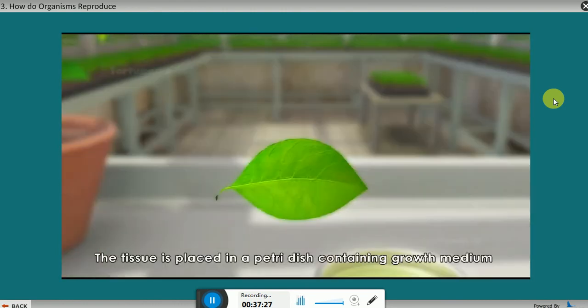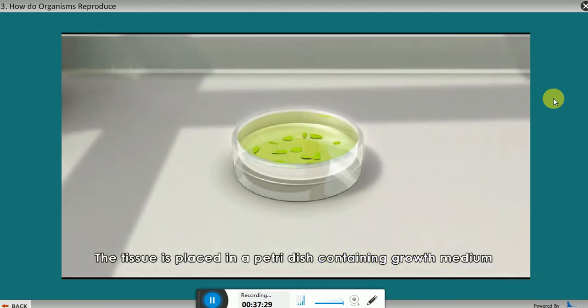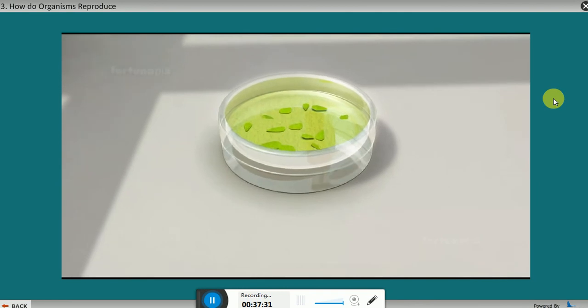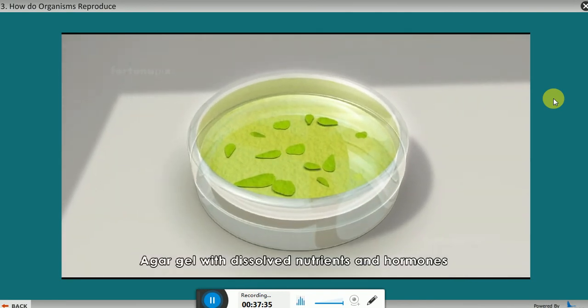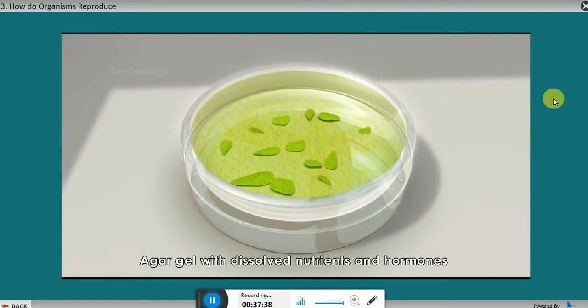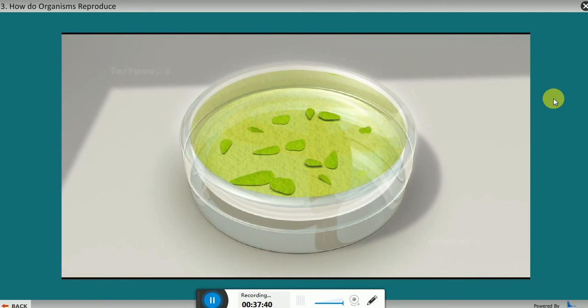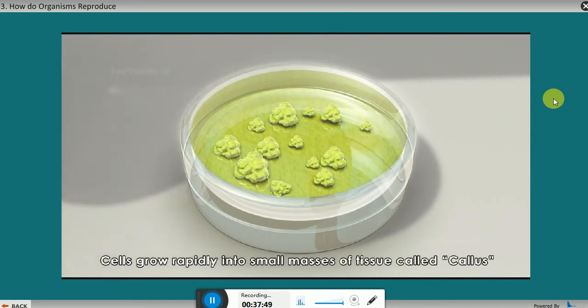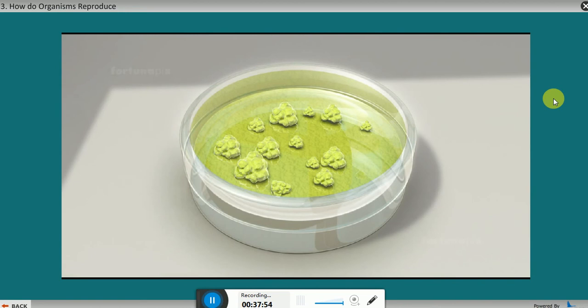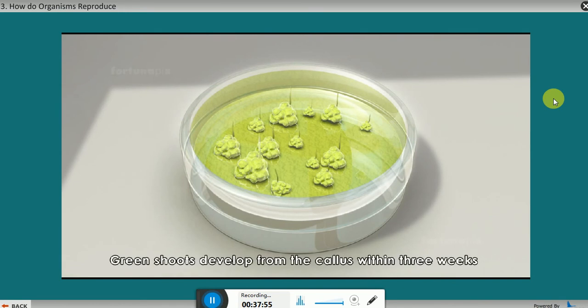The tissue is placed in a petri dish containing growth medium. The medium is usually agar gel with dissolved nutrients and hormones required for plant growth. The petri dish is left under controlled light and temperature. In a few weeks, the cells grow rapidly into small masses of tissue, called callus. Generally, green shoots develop from the callus within 3 weeks.